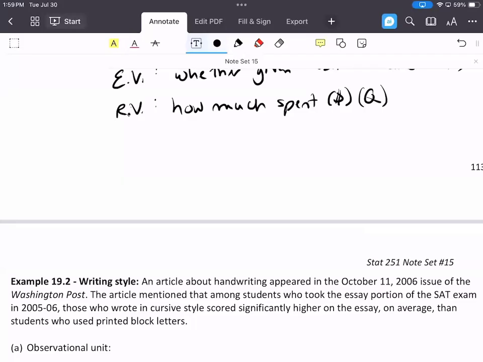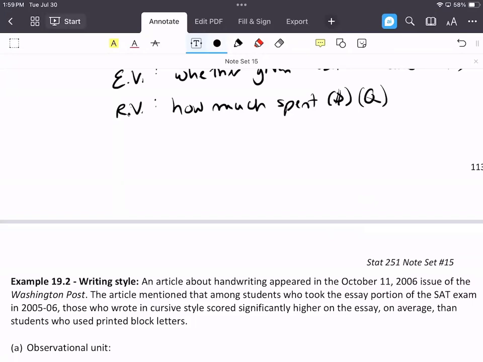So the next example is 19.2, talking about writing style. There was an article about handwriting that appeared in a 2006 issue of the Washington Post. The article mentioned that among students who took the essay portion of the SAT in 2005-2006, those who wrote in cursive scored significantly higher on the essay on average than students who used printed block letters.